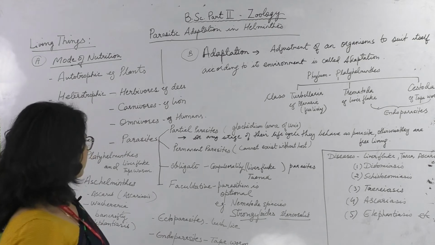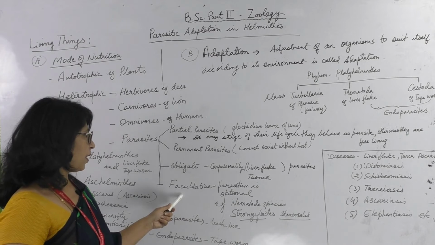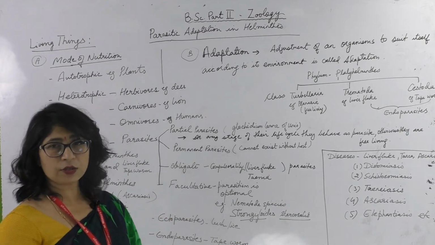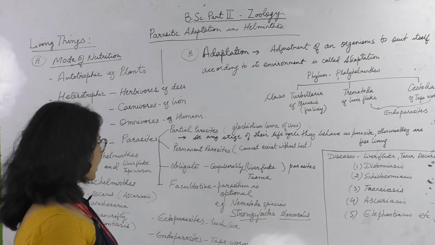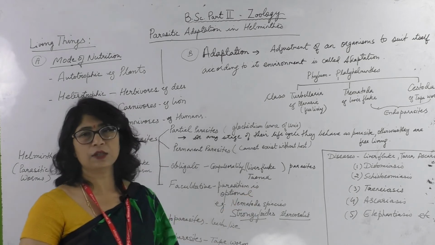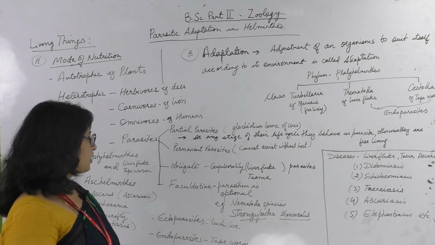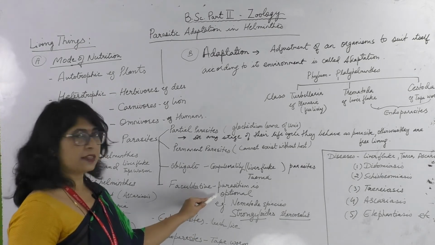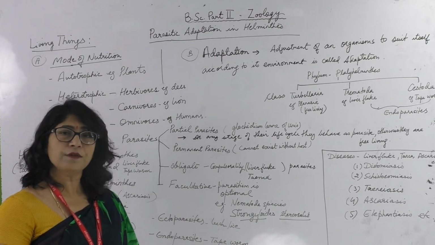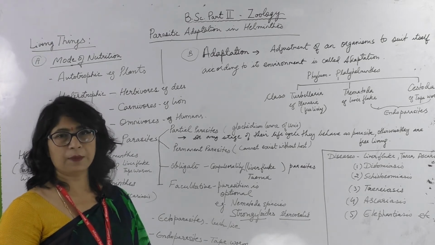Now we can also categorize the parasites as obligate parasites and facultative parasites. Obligate parasites are compulsorily parasites throughout their life, and the examples are liver fluke and Taenia. Taenia is commonly known as the tapeworm. The facultative parasites are optional parasites. That is, they can be a parasite, they can be a free living organism, depending upon the environment which they are inhabiting.